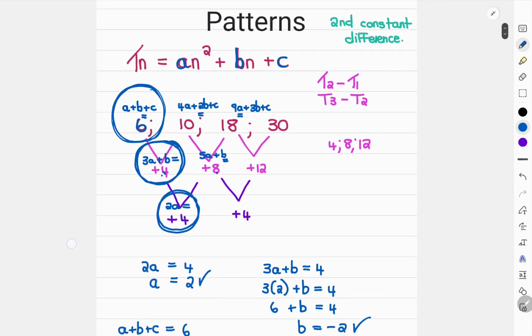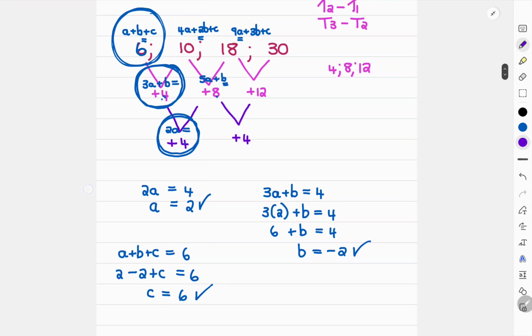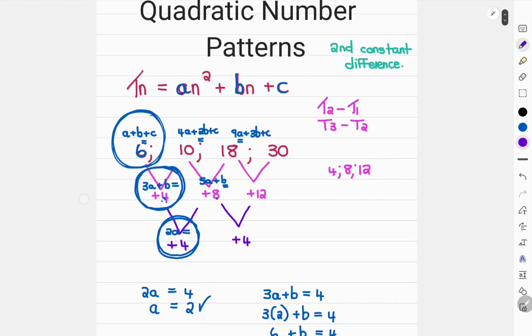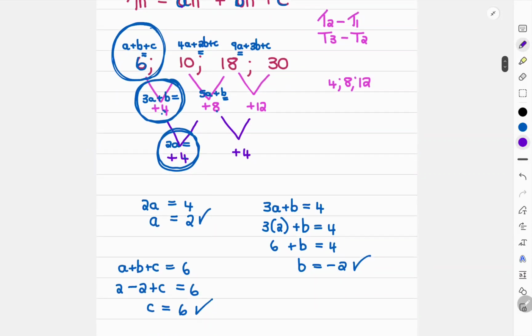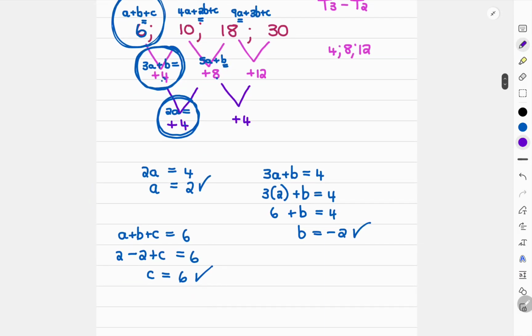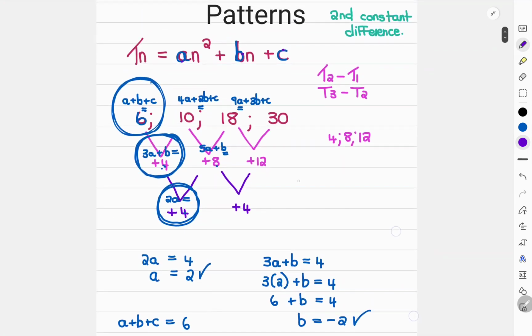Okay, now I'm going to write up my cookie cutter mold. So from my cookie cutter mold, I'm going to replace the a with 2, the b with -2, and the c with a positive 6. So this will be my equation for this number pattern. Tn is equal to 2n squared minus 2n, because the b was a -2, plus 6.